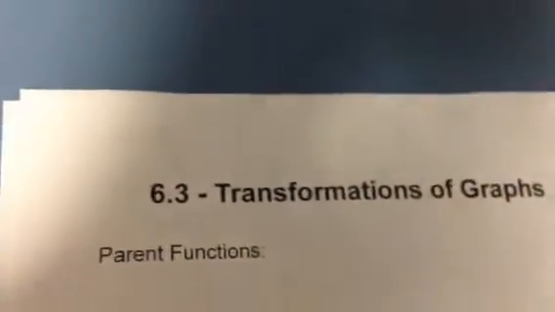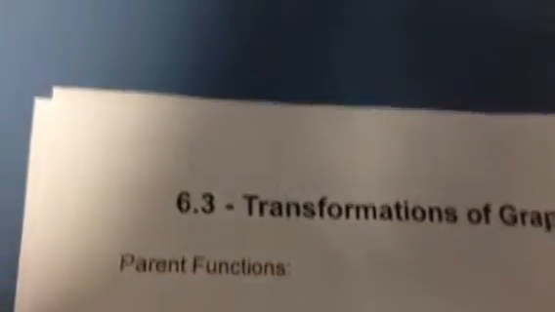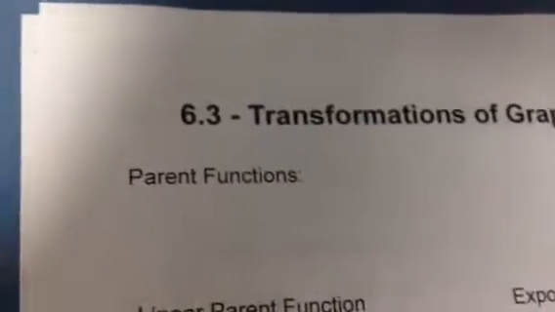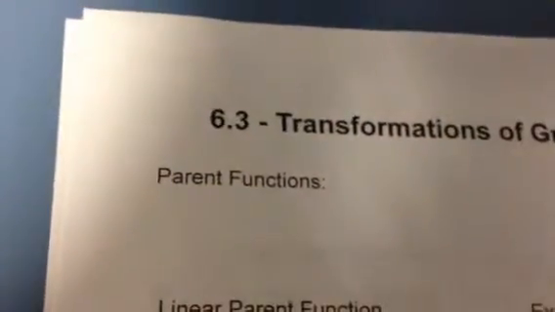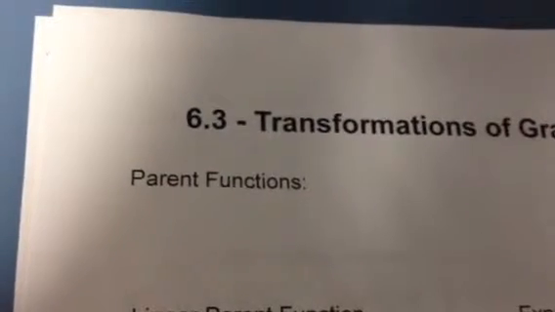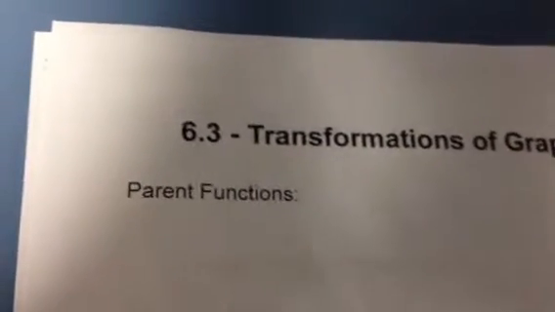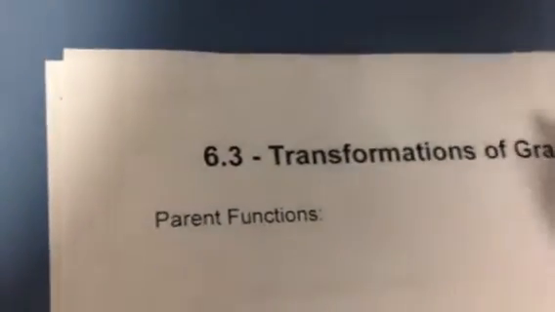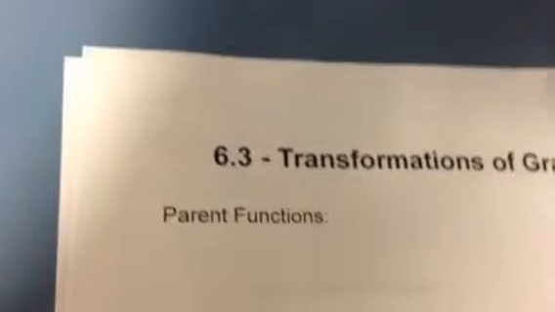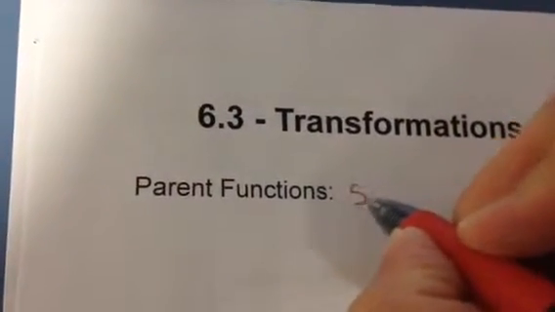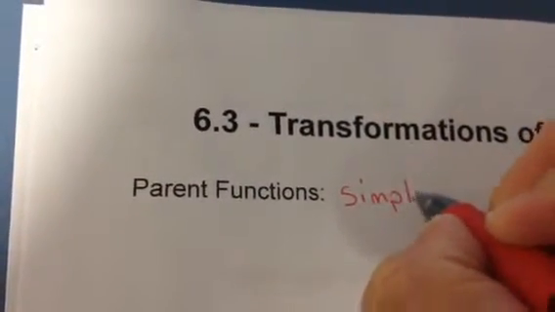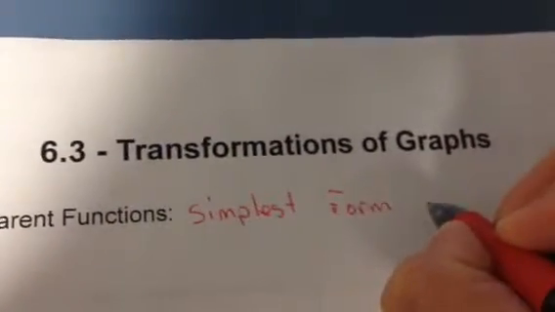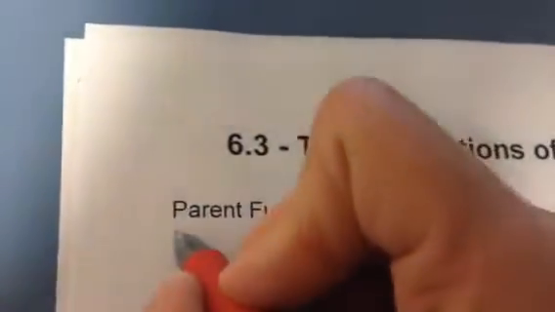So when something transforms, it's going to be changing. The first thing we're going to talk about are parent functions. Parent functions are basically the function that starts everything off. You have parents and you probably look similar to your parents, but you don't look exactly like them. So parent functions, again, are the functions that start everything off, and they are the simplest form of the different functions we graph.